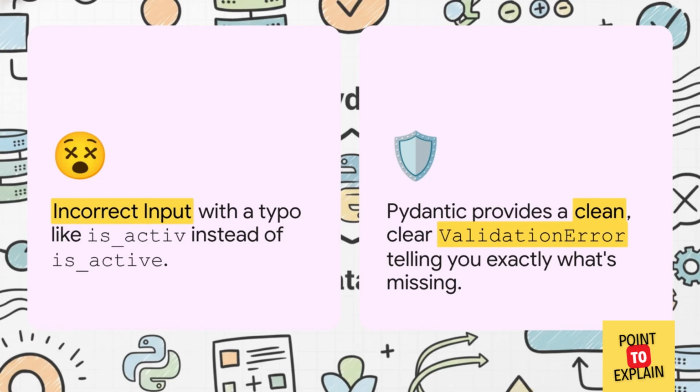There's a typo in isActive. Without Pydantic, your code would probably blow up with some confusing error later on. But with Pydantic, nope, it stops it right at the door and gives you this beautiful, clean validation error that tells you exactly what's wrong. Debugging becomes so much easier.